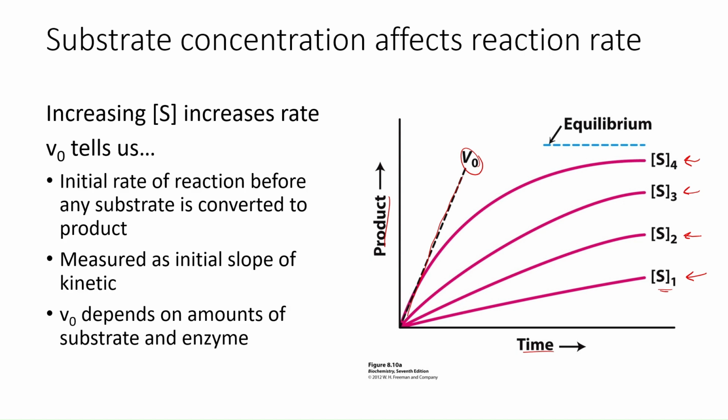So what can we learn from the V naught, which is that initial reaction rate? First of all, just as a reminder of the definition, V naught is the initial rate of reaction, and that's before any of the substrate is converted into product. We can measure it as the initial slope as we measure the formation of product over time. V naught, like we mentioned, depends on how much substrate is available, and it also depends on how much enzyme is available. So either substrate or enzyme can limit this reaction rate, or they can help to increase this reaction rate.